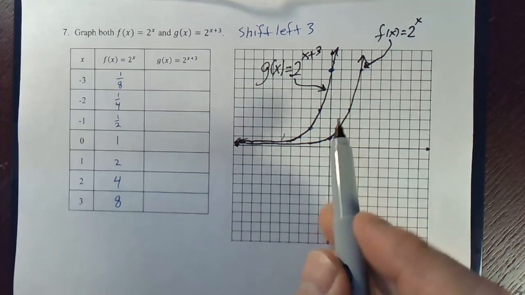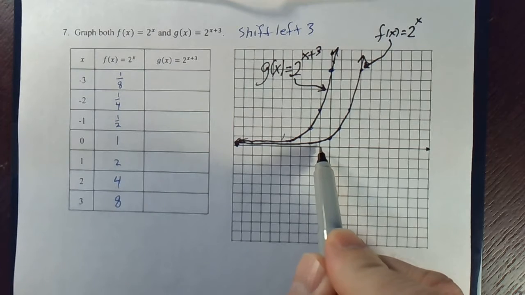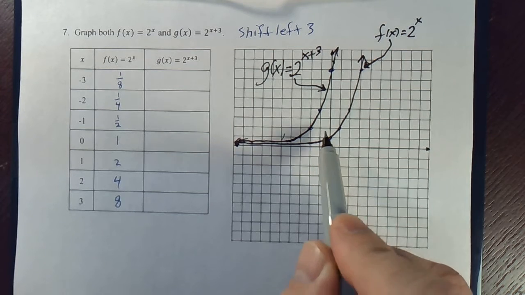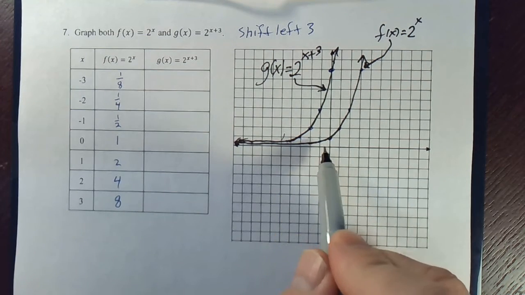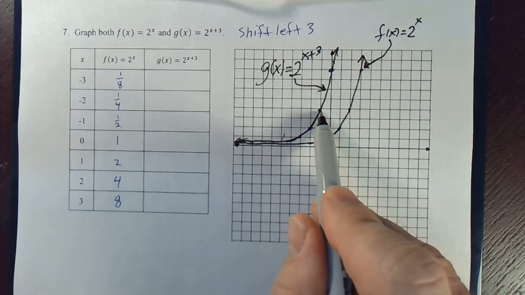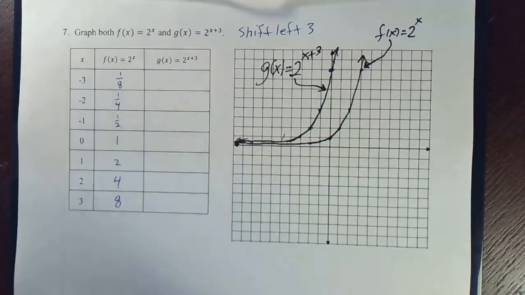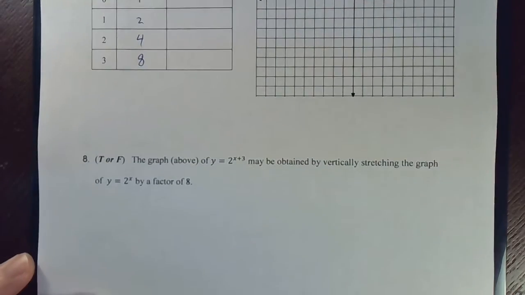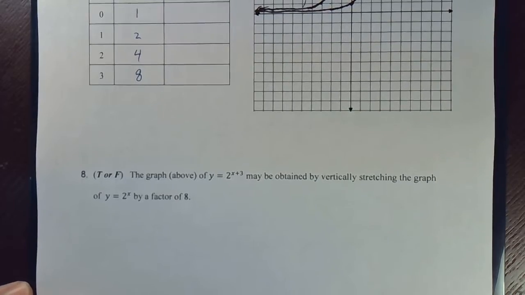So that doesn't prove it true or false, but it might work. Let's look at another point. At negative 1, f is a half. 2 to the negative 1 is a half. But g of negative 1 is 2 squared, which is 4. 1/2 times 8 gives me 4. So far, the 2 points we've checked work successfully.